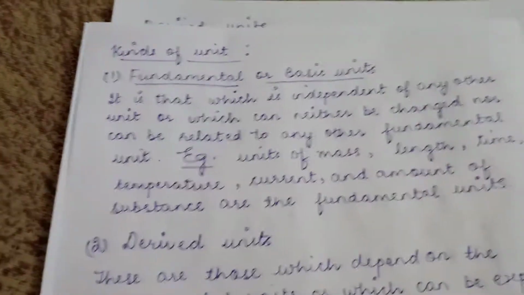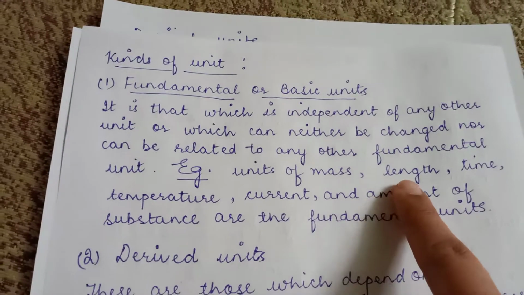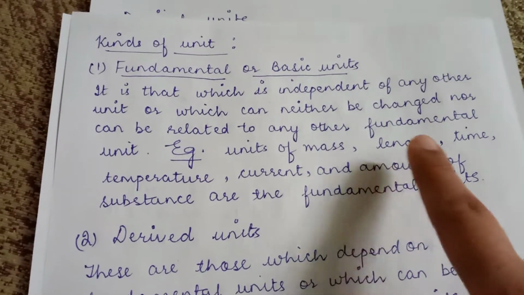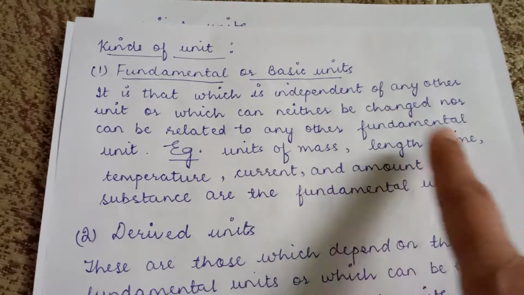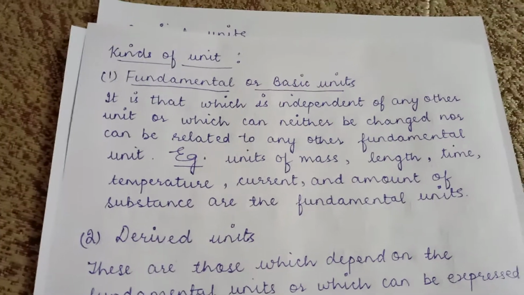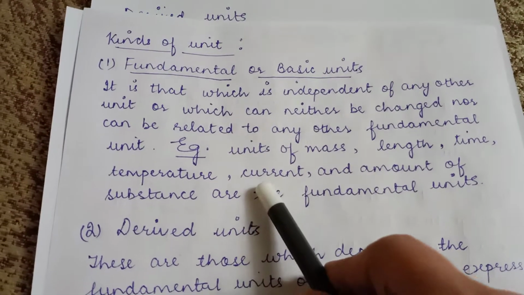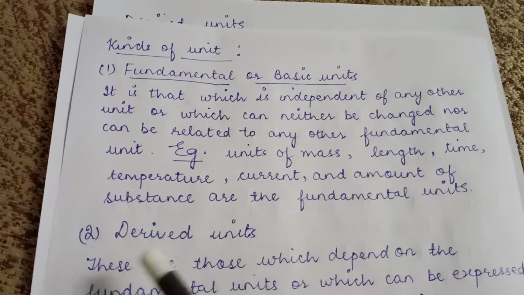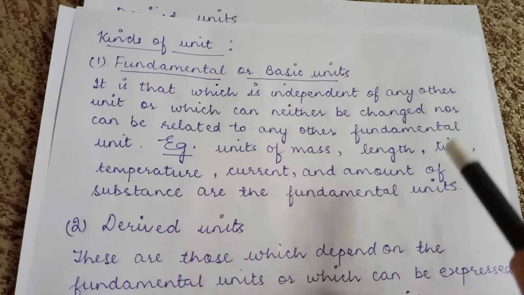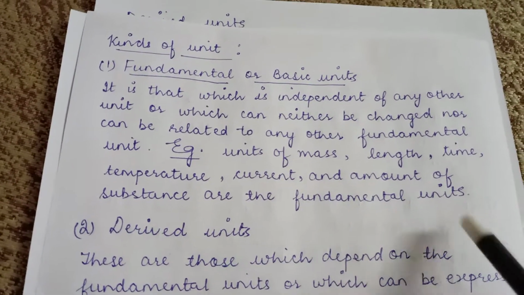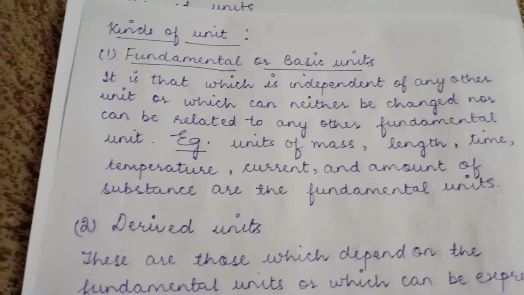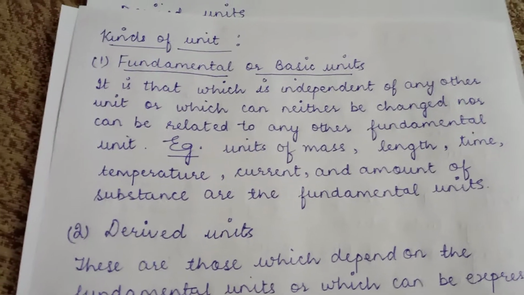The another example is unit of length. Another fundamental unit is unit of time. Another example is temperature. Another example is current, amount of substance. These quantities, the unit of these physical quantities are the fundamental units. Means they are independent of any other unit.